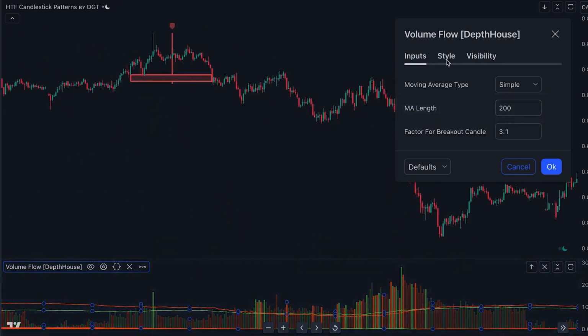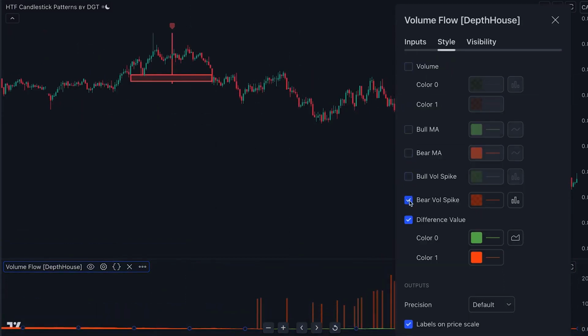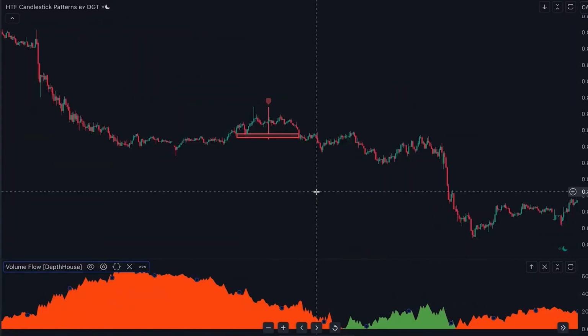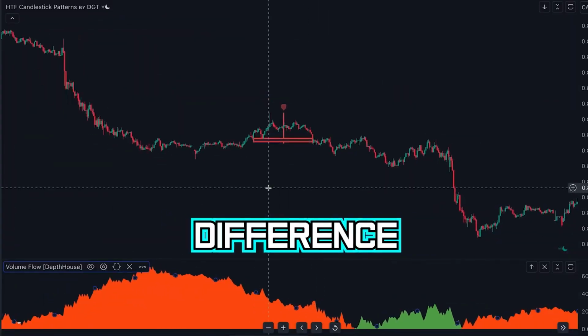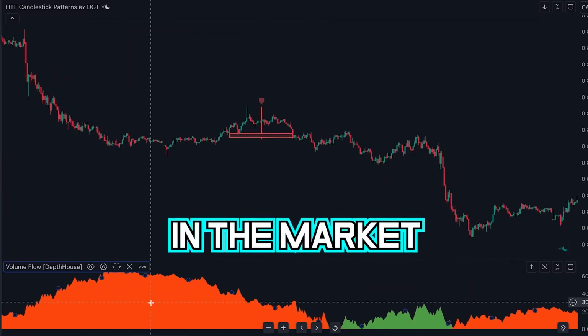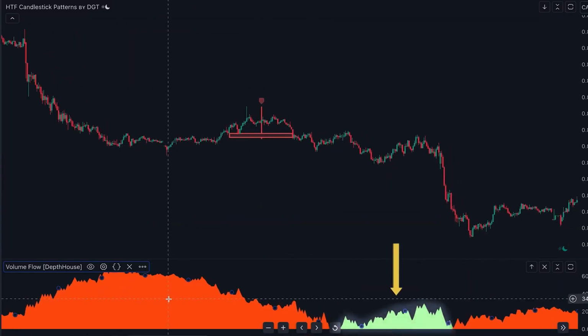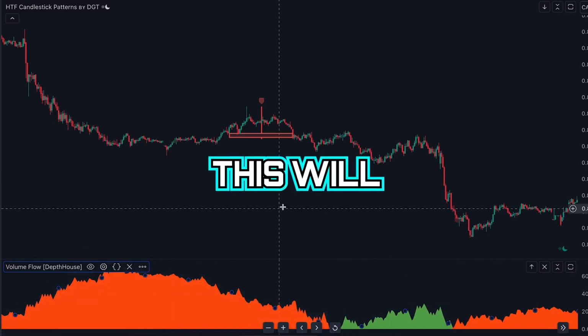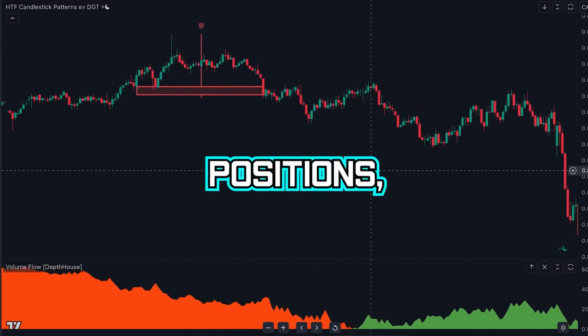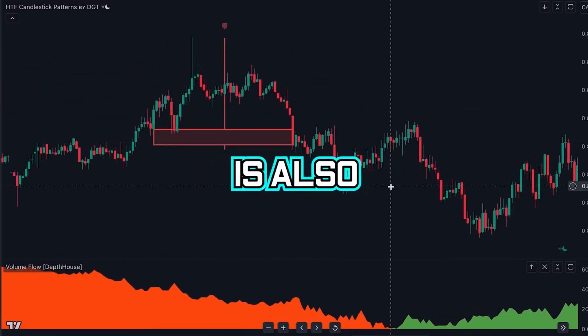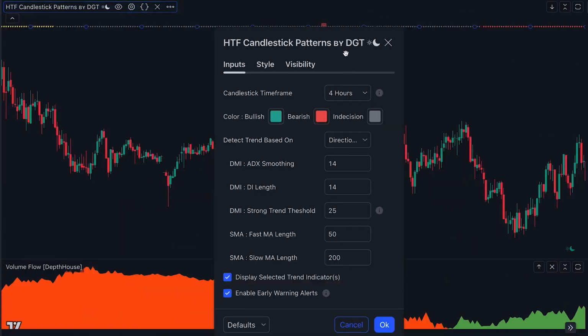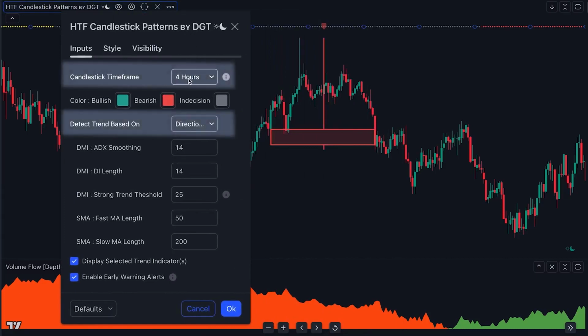Now go over to the Style tab and we want to disable everything except the difference value. This indicator will plot the trend of the difference between buying and selling volume in the market to let us know if volume is trending bullish or bearish. This will allow us to ensure that when we are entering positions, the majority of volume is also aligned with our trade idea. If we go back to the HTF candlestick pattern indicator, we can see that we are still using the settings we selected earlier.